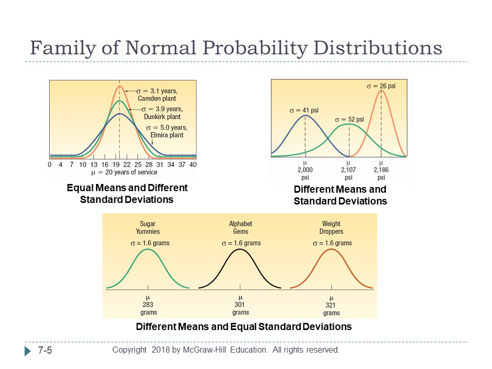The one to the left has mean equal to 2000 psi and standard deviation 41. The graph in the middle has mean equal to 2107 and standard deviation 52 psi. The graph to the right has mean equal to 2186 and standard deviation equal to 26. So, different means and different standard deviations.